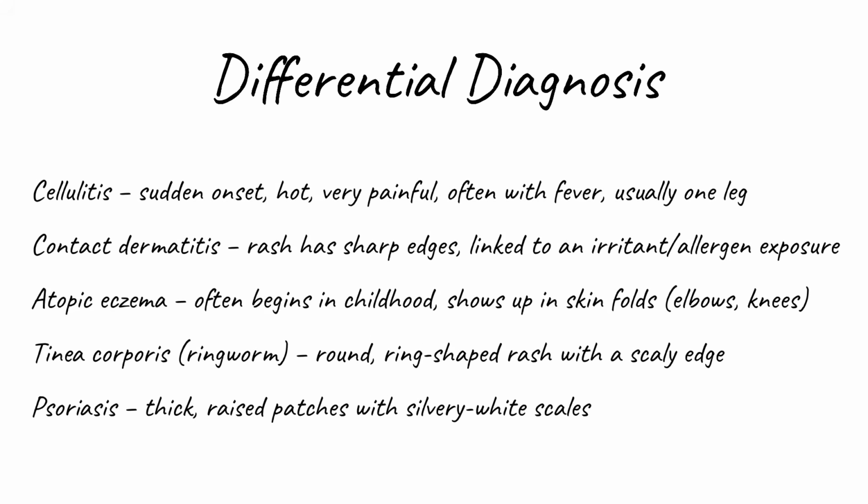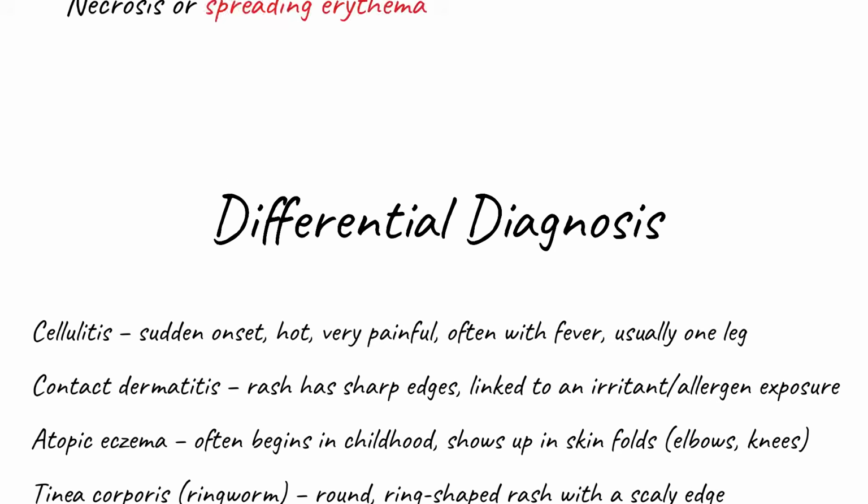Differential diagnosis. Several other conditions can mimic stasis dermatitis. Cellulitis has a sudden onset, is hot, painful, and often affects just one leg. Contact dermatitis has sharp edges and is linked to allergens. Atopic eczema usually begins in childhood and appears in skin folds. Ringworm causes a round rash with a scaly edge, and psoriasis presents as thick, raised patches with silvery white scales.